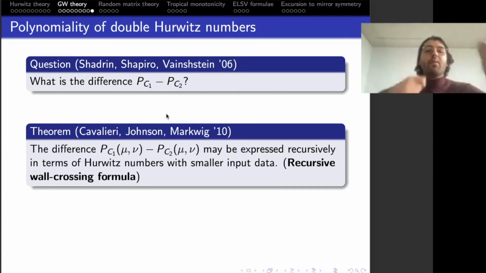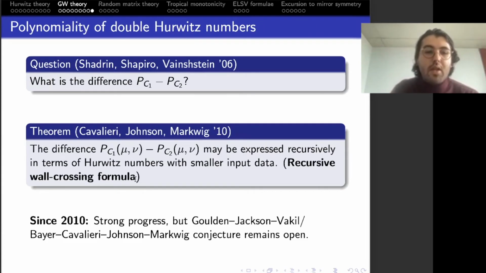And in this way, in some sense, these polynomials may be computed recursively. And this is what we call a recursive wall-crossing formula. And this is essentially where we're at with regards to the Goulden, Jackson, Vakil, and Bayer, Cavalieri, Johnson, Markwig conjecture. So since 2010, there has been strong progress, but the conjecture remains open. Okay. So this is the story for classical Hurwitz numbers.